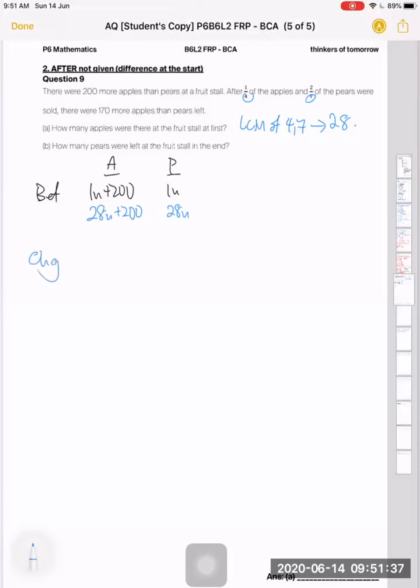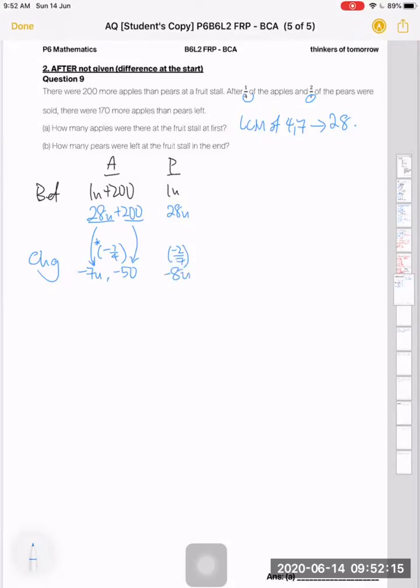So the change will be 1/4 of the apples were taken out. So you minus 1/4. When I remove 1/4 of the apples, I must apply the minus 1/4 to both 28 units and 200. So 1/4 of 28 units means you have a loss of 7 units, and 1/4 of 200 means you have 50 apples. This is the most important part. When you apply 1/4 loss, you must do it to both terms in the apples. And then for the pears, you minus 2/7, which is where you minus 8 units.